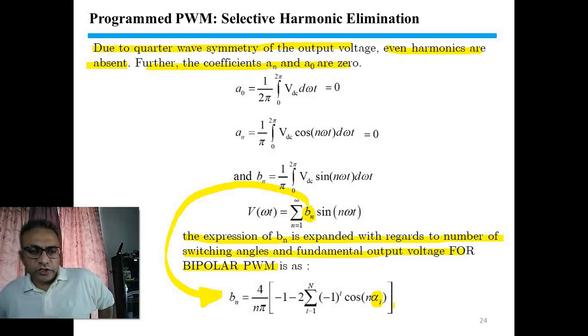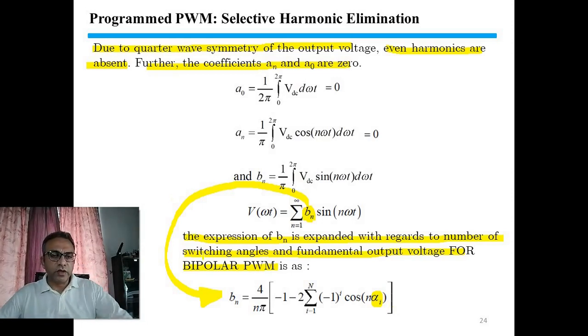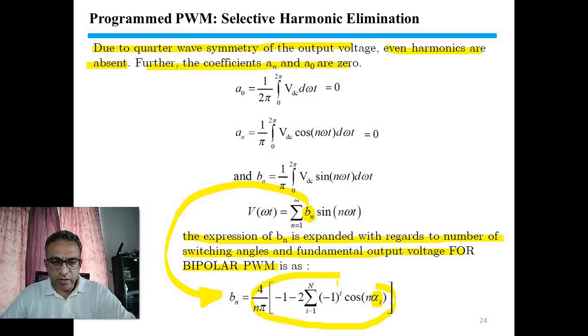So this is the equation for B n. We place this function into B n, and we get the mathematical expression of our graphical waveform with the switching angles still unknown, right? So in the next slide I will expand B n.